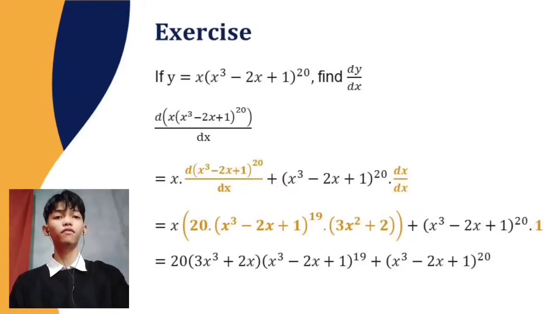so we get the derivative of that function is equal to 20 times x times 3 times x squared minus 2 times x cubed minus 2x plus 1 all raised to the 19th power plus x cubed minus 2x plus 1 all raised to the power of 20.